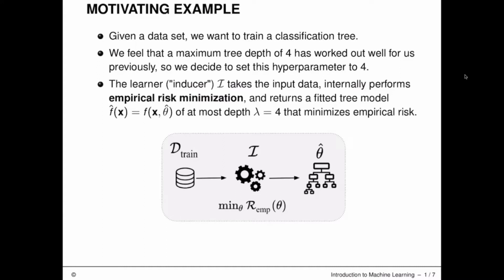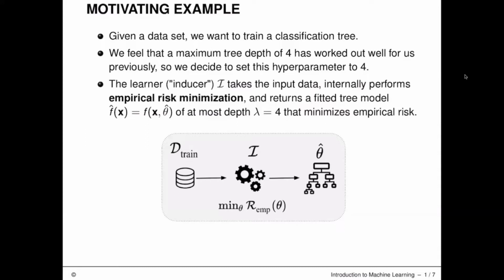Before we can train that classification tree, we have to set the maximum tree depth of this tree. So perhaps we did this beforehand on a different data set and feel that the maximum tree depth of 4 would be a good decision. So we decide to set this hyperparameter to 4.